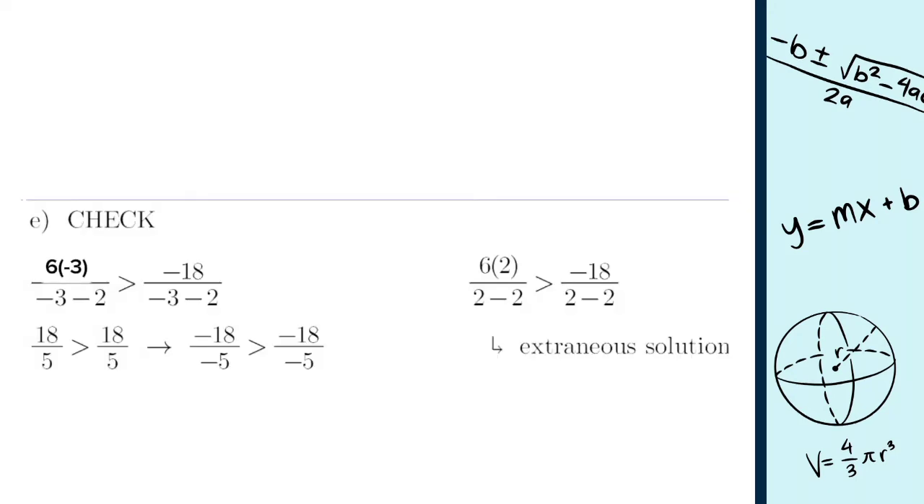For checking, we substitute the values of x to the original equation we have. 6 times negative 3 over negative 3 minus 2 greater than negative 18 over negative 3 minus 2. That is negative 18 over negative 5 greater than negative 18 over negative 5. Therefore, negative 3 is a solution of this equation.